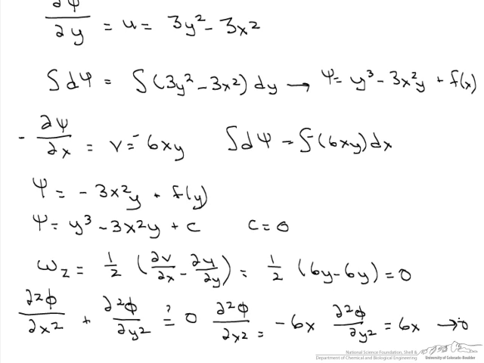By the way, the easiest way to do this Laplacian is to go back to your definitions of u and v, which is the first derivative of the velocity potential with respect to x and the first derivative with respect to y.